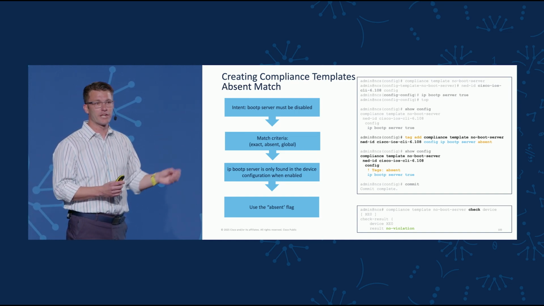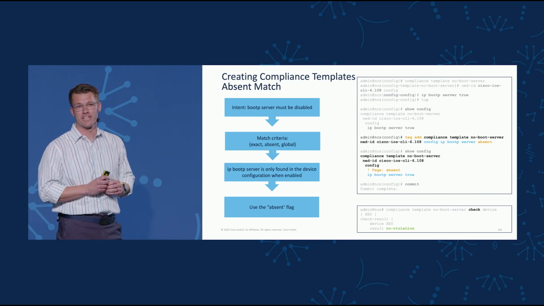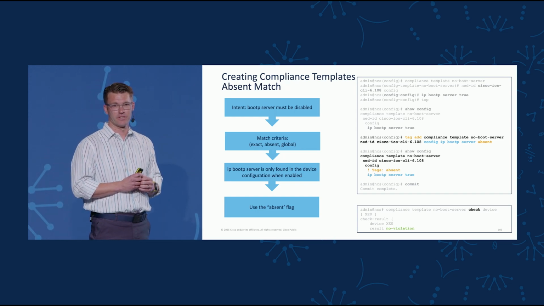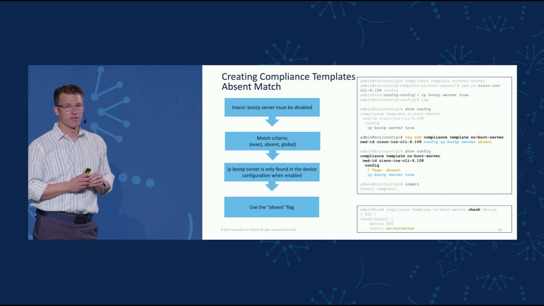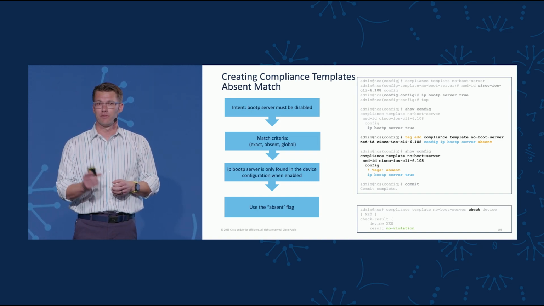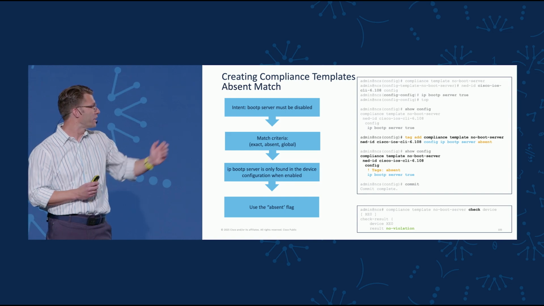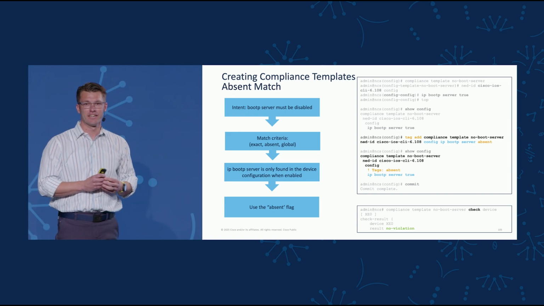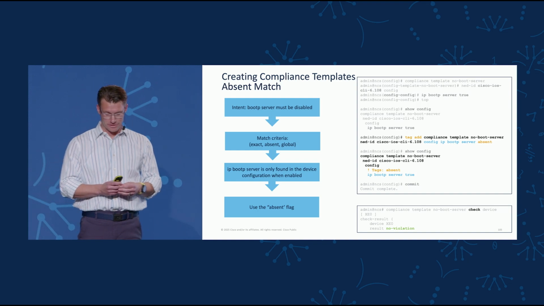Similar workflow, we create the compliance template, but now we're going to use one of those tags to add the absent behavior. And to do that, we use the tag add command followed by the full path of the configuration element, and then we choose our keyword being absent. We commit this template, run our check. In this case, no violation. Looks good.